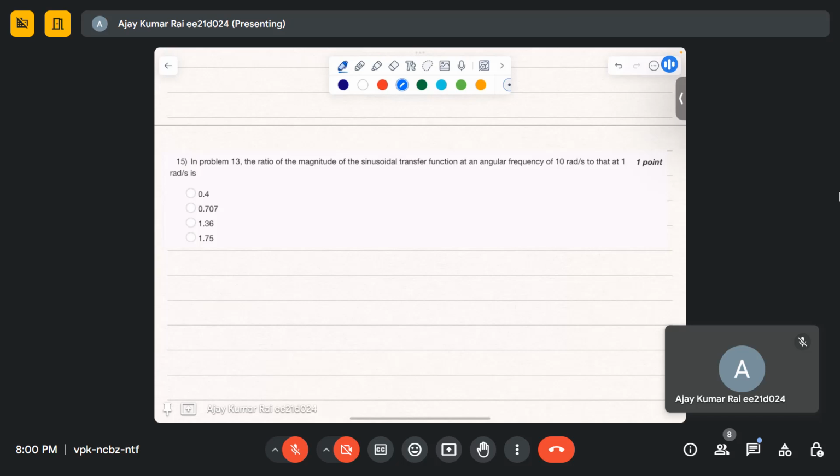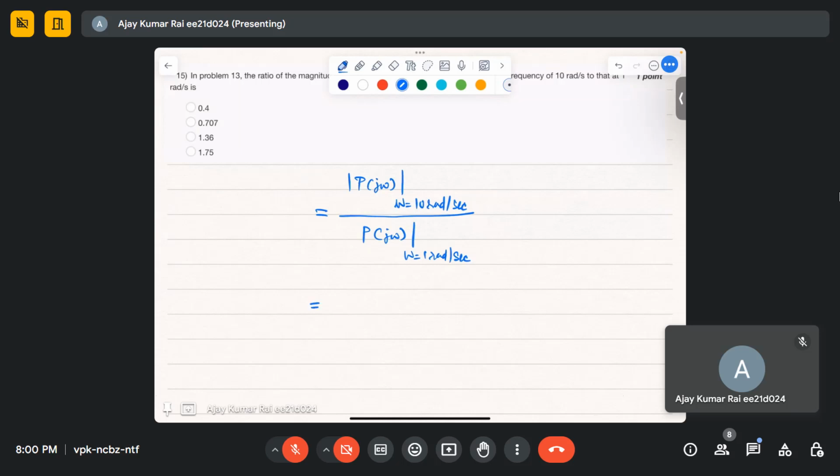In problem 13, the ratio of magnitude of sinusoidal transfer function at an angular frequency of 10 is to that. So we have to find out what the magnitude is. This is at omega equal to 10 radian per second. You have to find the ratio of this to the value at 1 radian per second. So already we have calculated the denominator. So you have to calculate this.